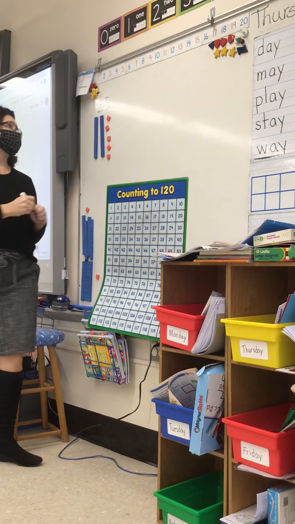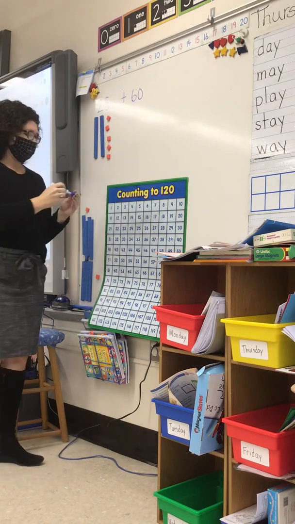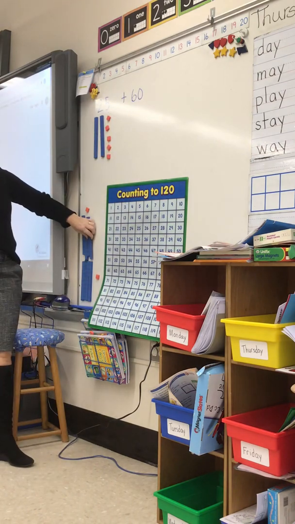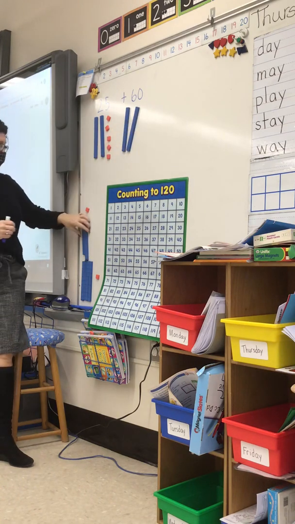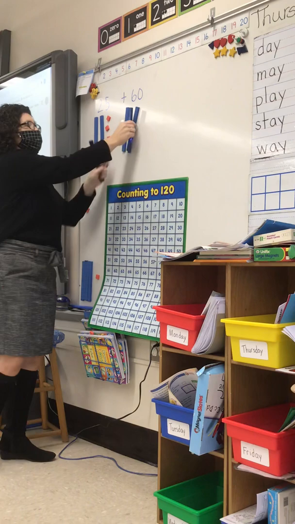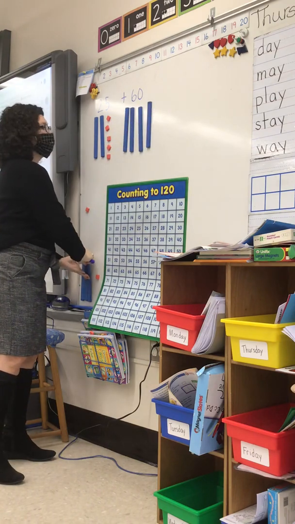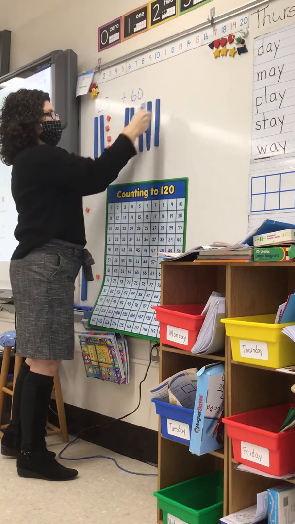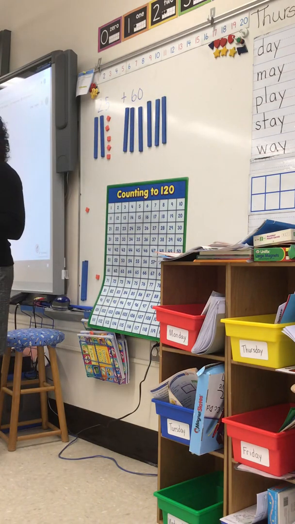Now, we want to do another group of 60. Show me what 60 looks like. 10, 20, 30, 40, 50, 60. Show me on your desk 60 10s. Not 60 10s, 6 10s, which makes 60.